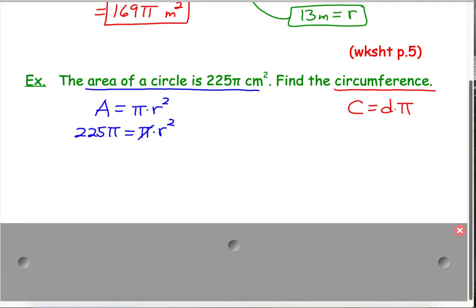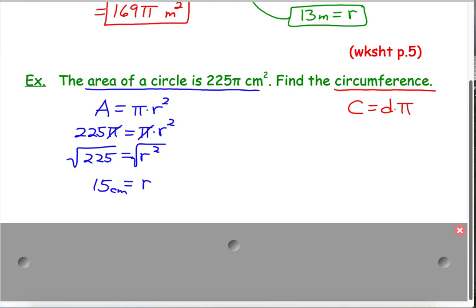First, let's divide pi to both sides, so that cancels both of those out. And now I have 225 is equal to the radius squared. So to find the radius, I'll take the square root, which undoes the square. And then I'm going to get r, which has to be a positive value. So r is going to equal the square root of 225, which happens to be 15. So the radius is 15 centimeters.